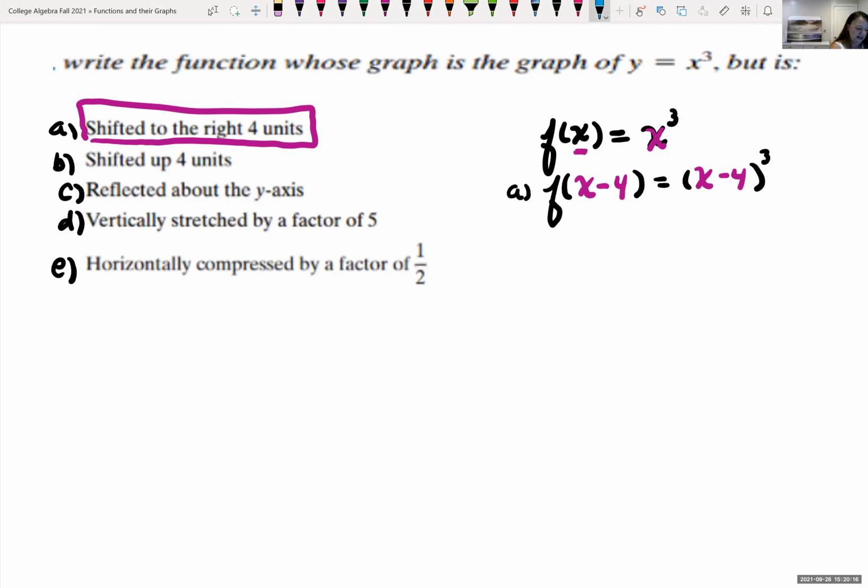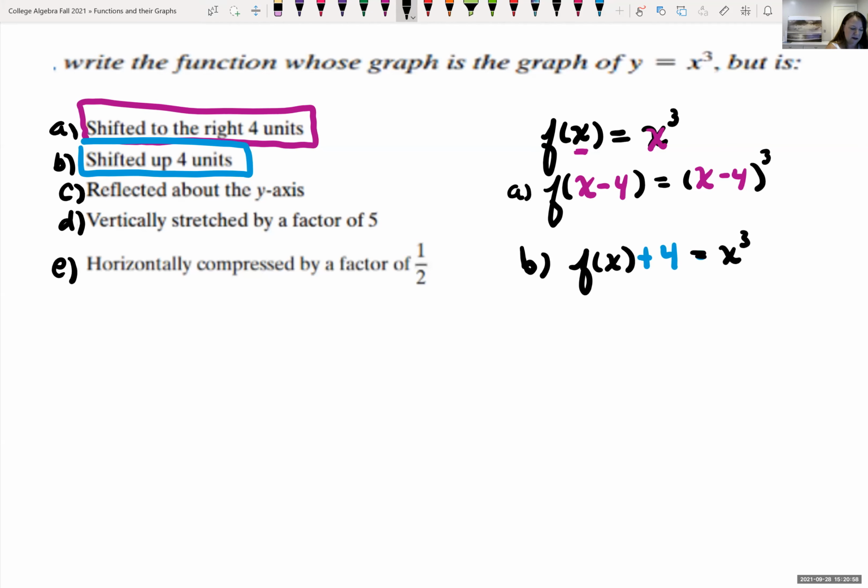Part B says shift the graph y equals x cubed up 4 units. If we're going up or down, that affects the y value of our point. Well, f of x is another way of saying y, and so we're going to add 4 outside of the function f of x. So when we again have f of x equals x cubed and we add 4 outside, that's going to give us x cubed and then the +4.